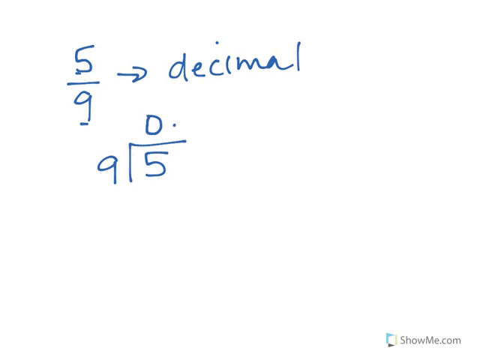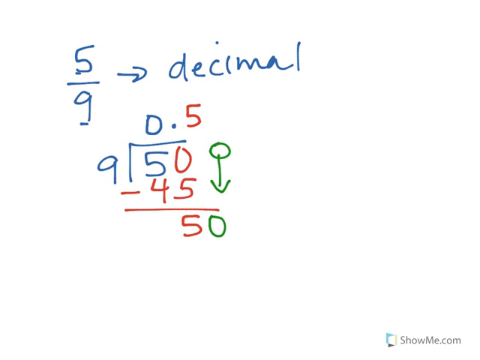So then I'm going to put a decimal, and when I add a decimal, I have to bring down a 0. So I can say 9 can go into 50 5 times. Then I can say 9 times 5 is 45. And I'm going to subtract. And then I'm going to bring down another 0. I have to keep bringing down zeros until I find a pattern or until I get a remainder of 0. So I can say 9 goes into 50, again, 5 times. 9 times 5 is 45.